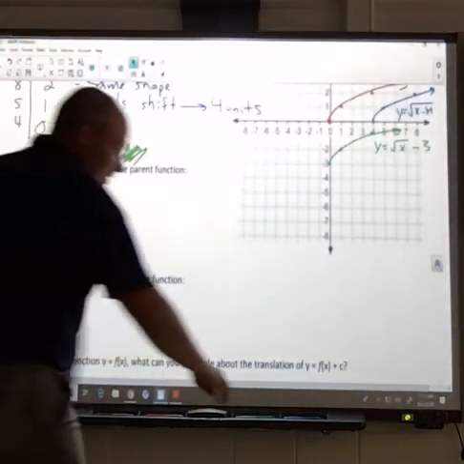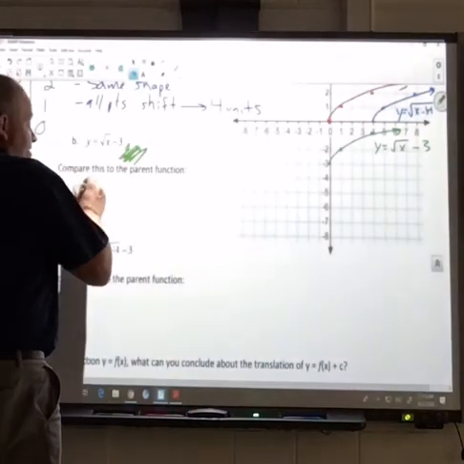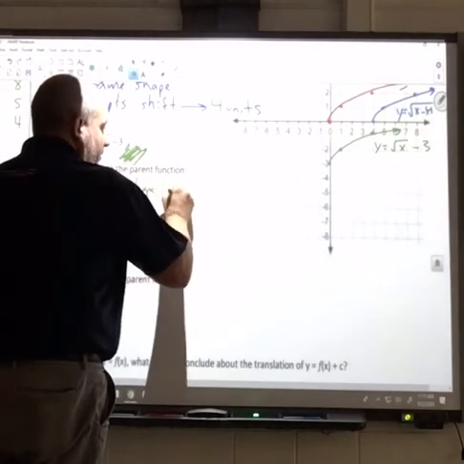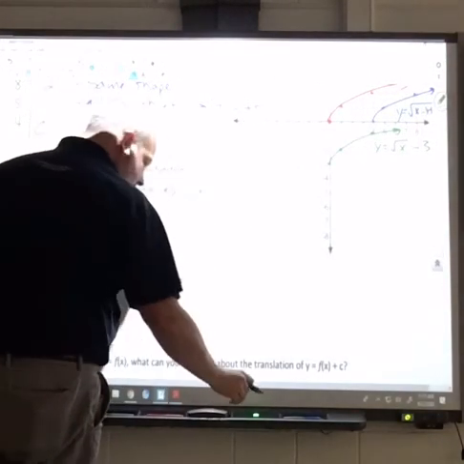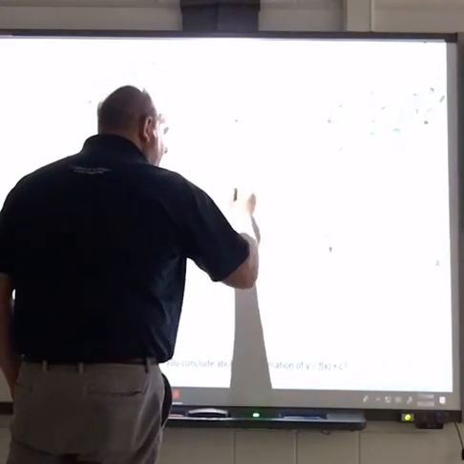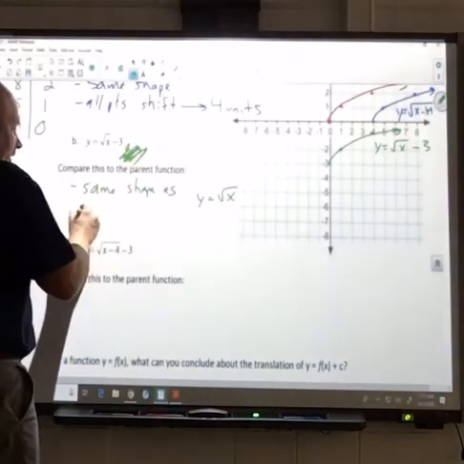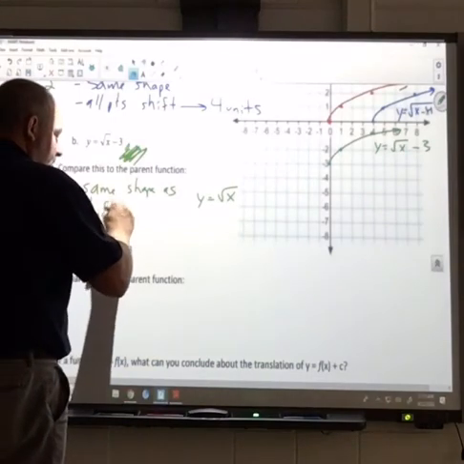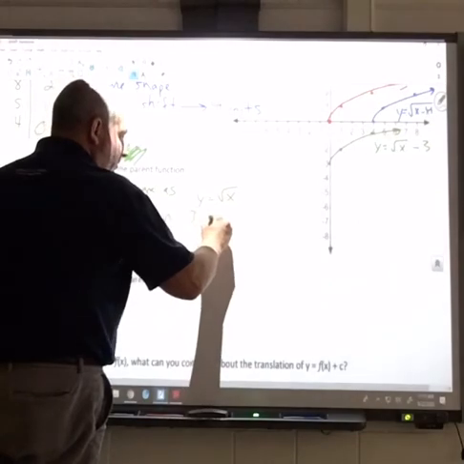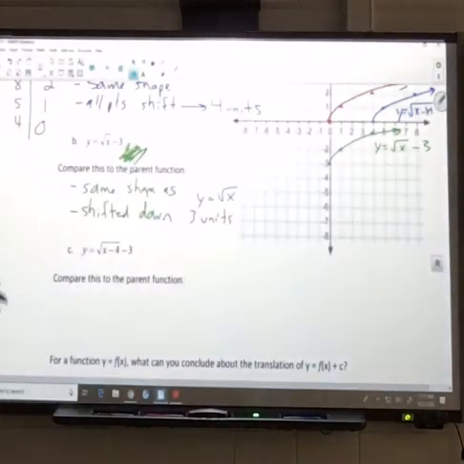And so it's moving it down 3. Okay? So what's the expectation? Same idea. It's the same shape as y equals root x, I should probably say. Y equals root x. Okay? But it's shifted down 3 units. Not crazy, but it is what it is.